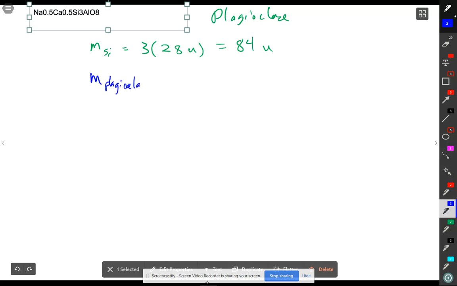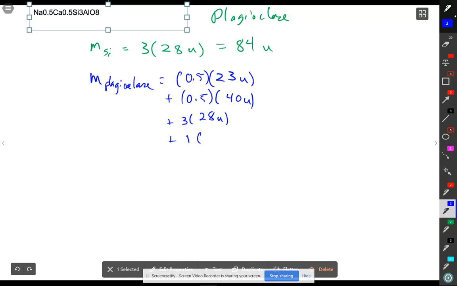Now for the mass of the plagioclase. So is this B? Yeah, this is B. So we have 0.5 times the mass of sodium. What's the mass of sodium? It is 23, so we're just rounding to 23, plus 0.5 times the mass of calcium, which is 40, plus, of course, 3 times the mass of silicon, plus 1 times the mass of aluminum. What's the mass of Al?